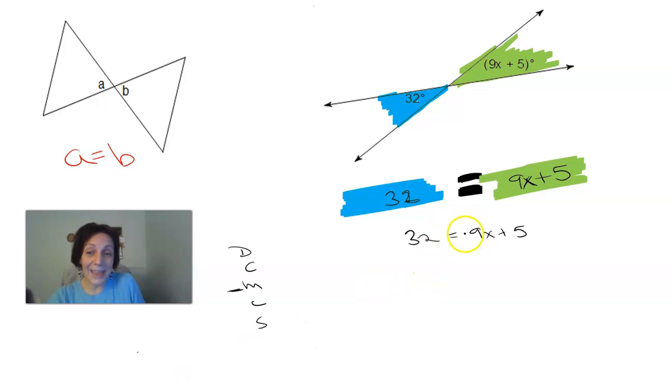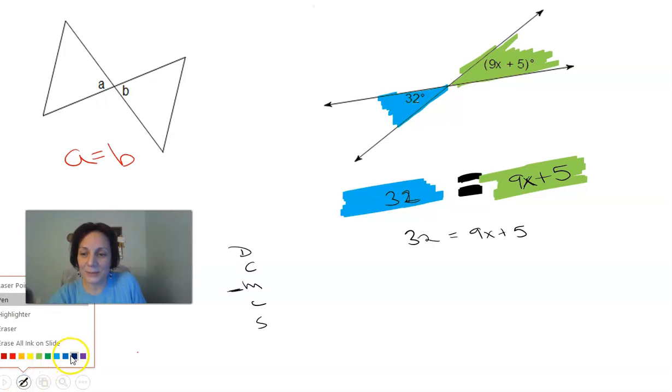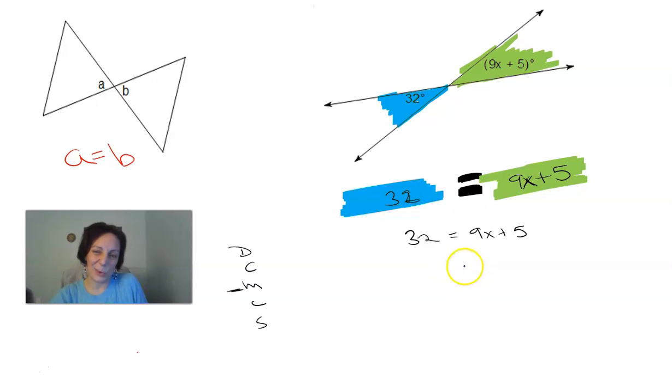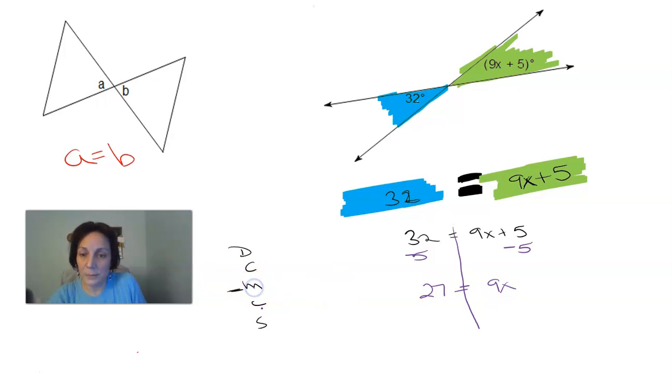Now I think I'm going to be a little bit lazy here. Usually I like to put my letters on the left, but then I would have to move more things. So I'm going to be lazy. I'm going to leave my letter on the right hand side here, and I'm going to move my numbers to the left. So if I take 5 off of both sides, 32 minus 5 is 27. I'm left with 9x over here. So that's my move and combine.